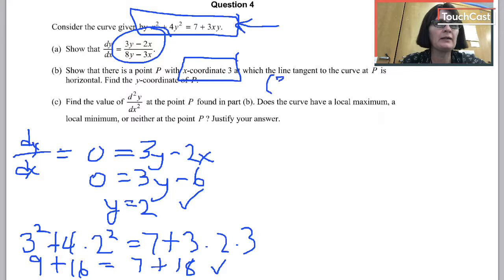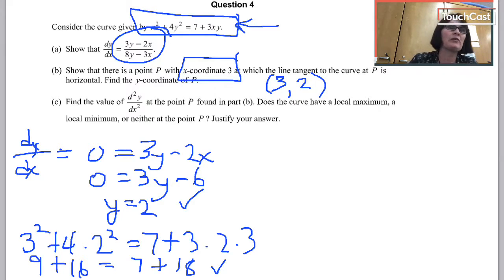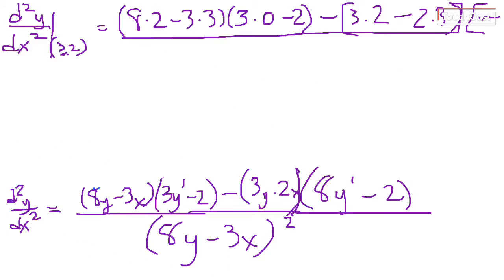So (3, 2). It's not that that's the answer, but that's the thing I'm going to need for part C. For part C, I'm going to find the second derivative at (3, 2), and then use that second derivative evaluated at (3, 2) to find out if my original curve has a minimum, a maximum, a local minimum, a local maximum, or neither at point P. So here's what I'm going to do. I need my second derivative, so I'm going to scoot some of this stuff out of the way.